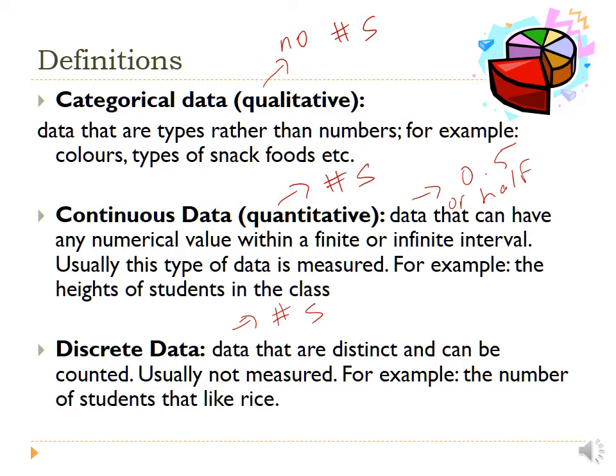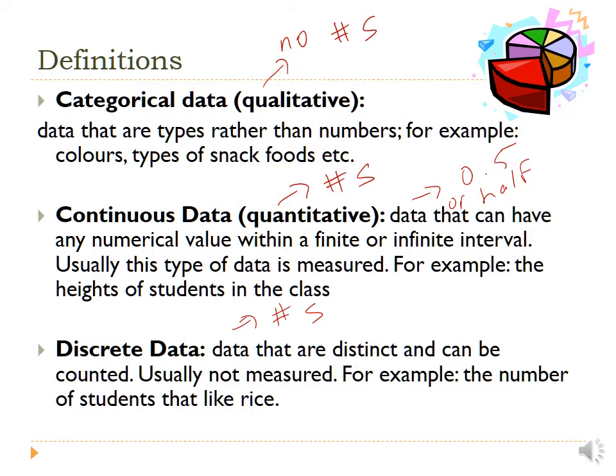Whereas for discrete data, it's distinct, it's counted, it's not a measured quantity. For example, if you guys were in class face to face, I could ask the number of students that like rice. You raise your hands. I count how many of you raise your hand. That's a number as a value, so it's definitely quantitative. However, you can't have like a half a person like rice.